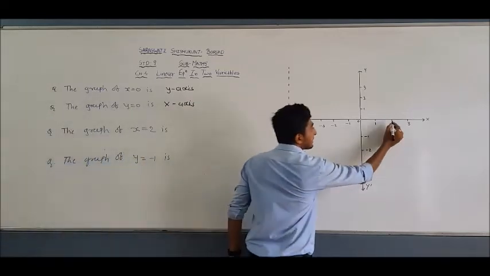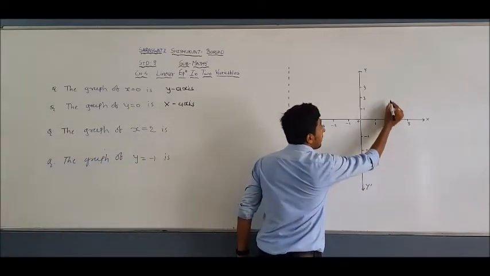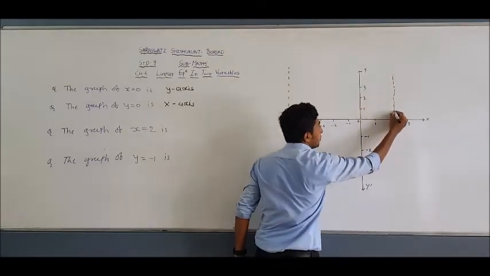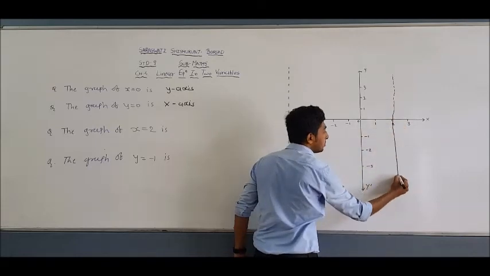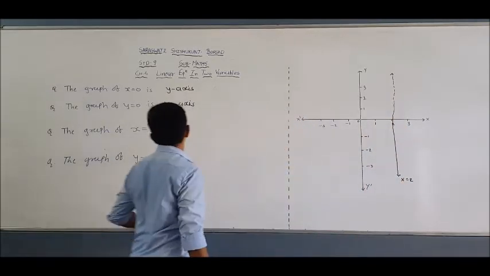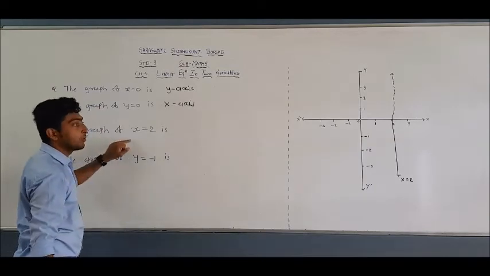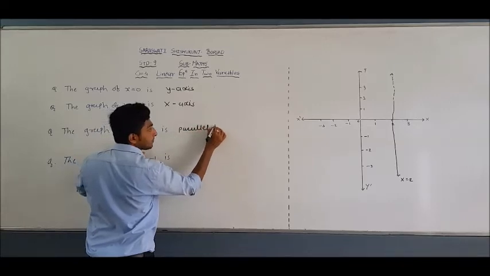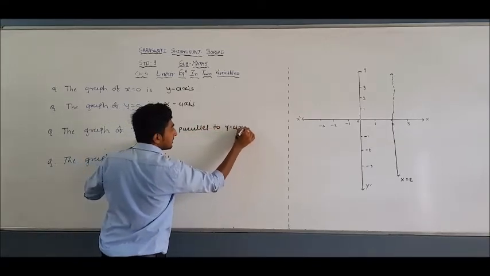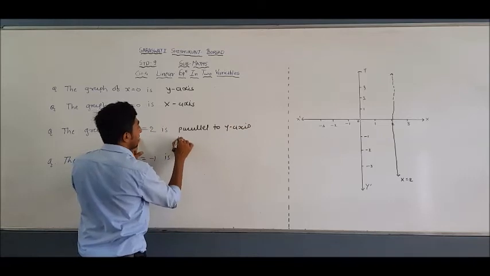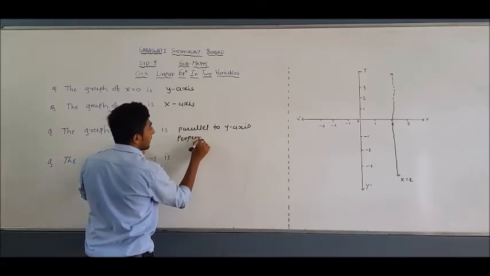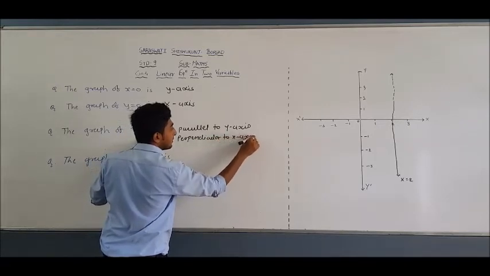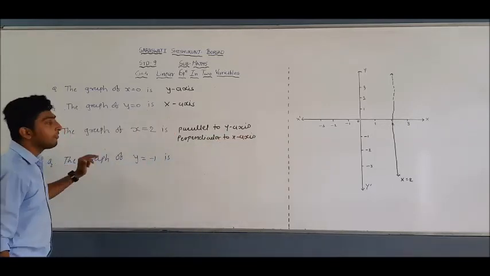Now the graph of x equals 2. See here, x equals 2 and you take y equals 0. So the graph is this one. x equals 2, passing through x equals 2. So we can say that the graph of x equals 2 is always parallel to the y-axis, or you can also write perpendicular to the x-axis.